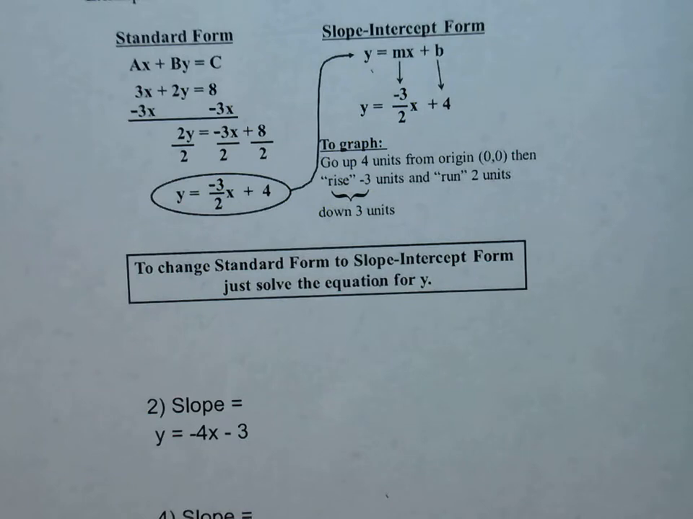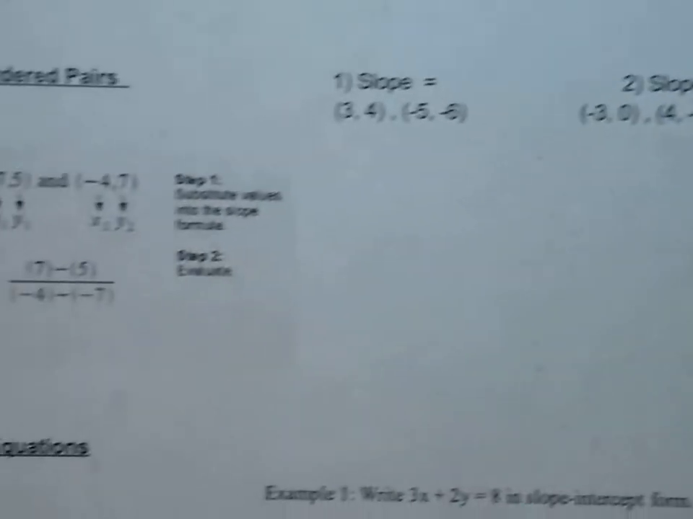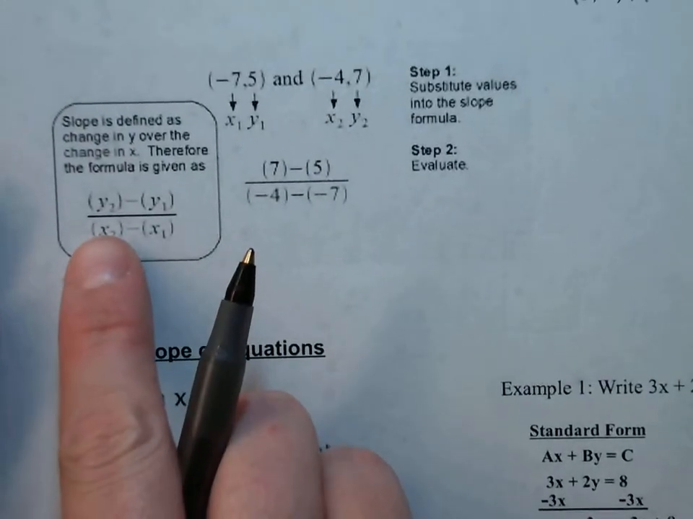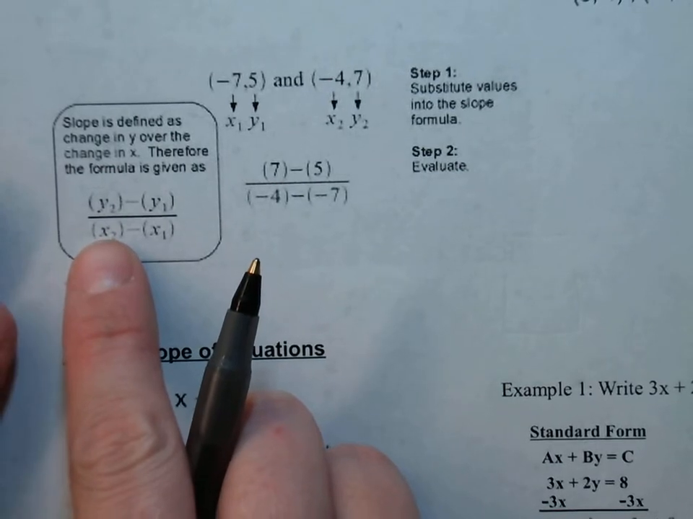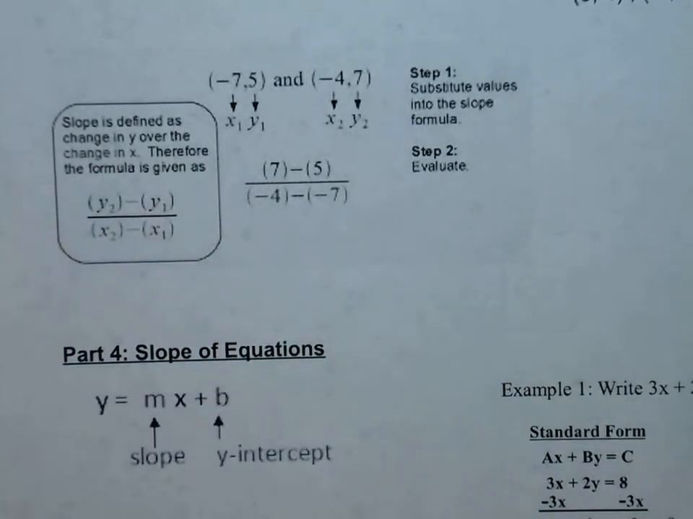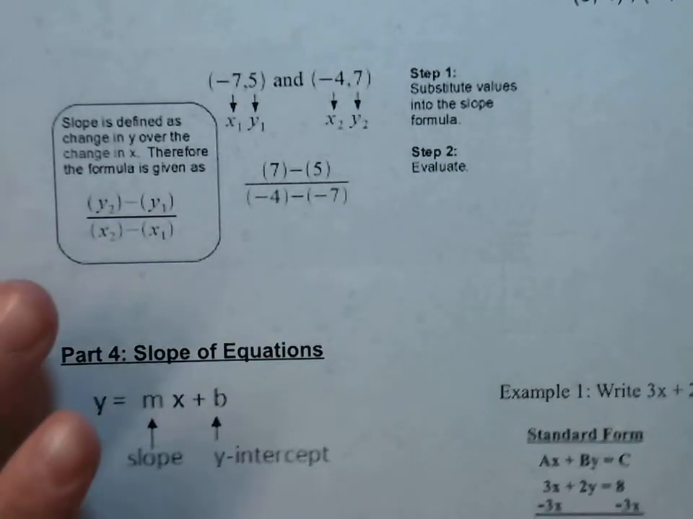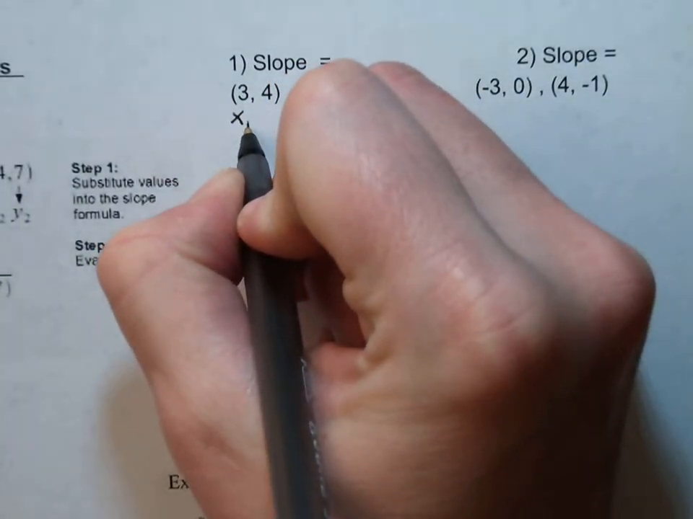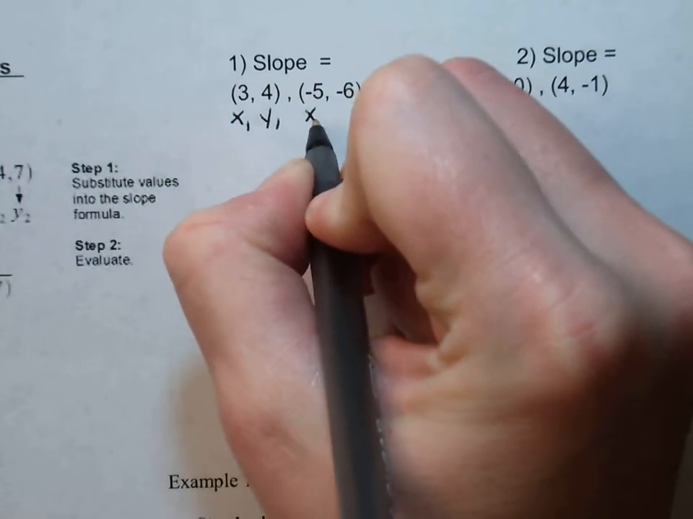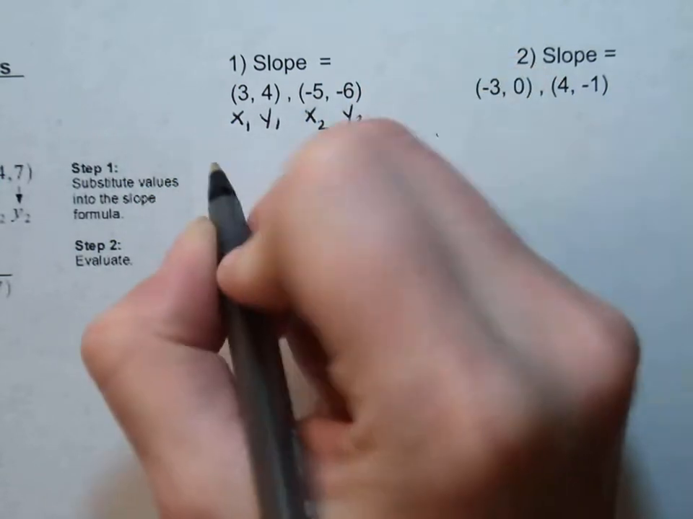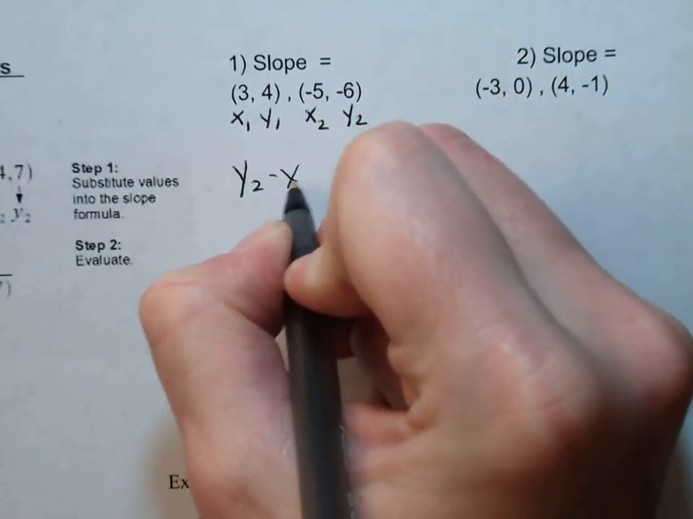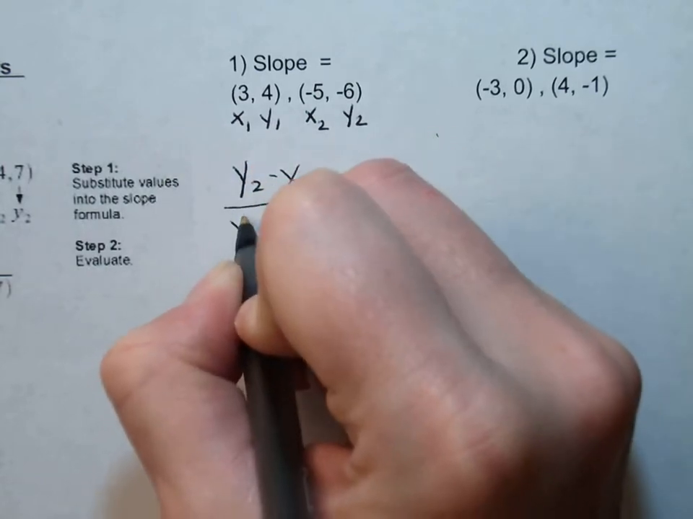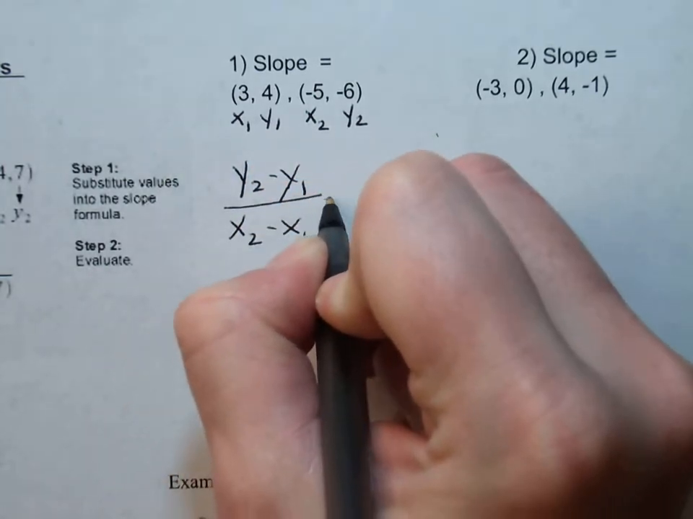The next thing we need to do is the slope of ordered pairs. And again, you can do this by the formula y2 minus y1 over x2 minus x1, or I'll show you how you can kind of do the table version of it. Again, I'm going to do one of each. So first we're going to assign x1, y1, x2, y2. My formula is y2 minus y1 over x2 minus x1.